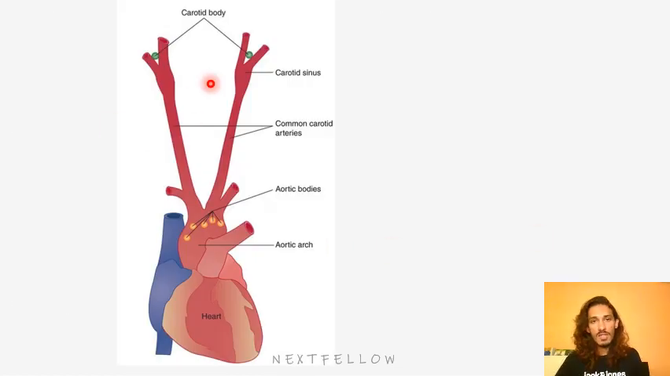You can see over here the carotid body is located here at the bifurcation. Okay, so this is the common carotid artery, and at its bifurcation you can see the presence of your carotid body. You have the aortic bodies at the arch of aorta. So that is your chemoreceptors. Your carotid body and aortic bodies are your chemoreceptors.